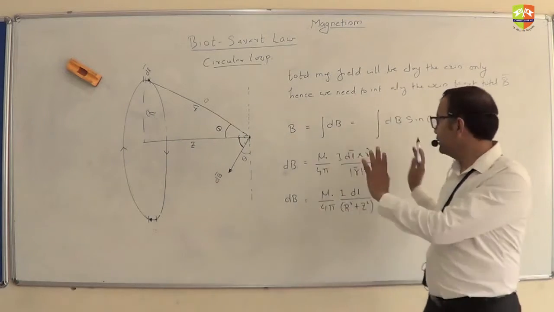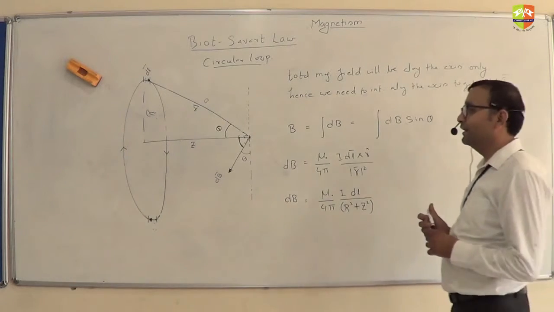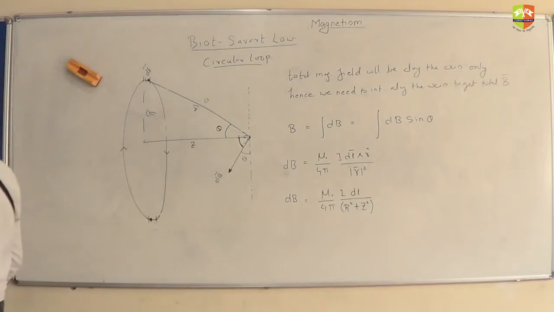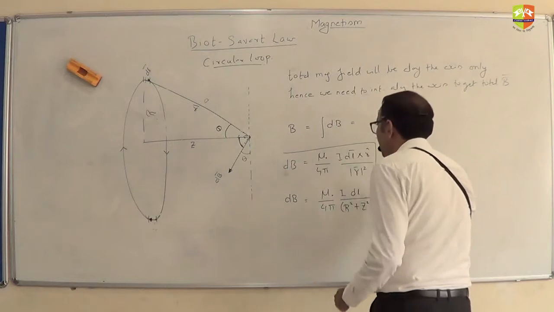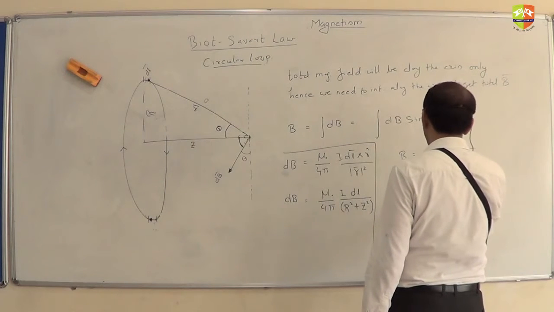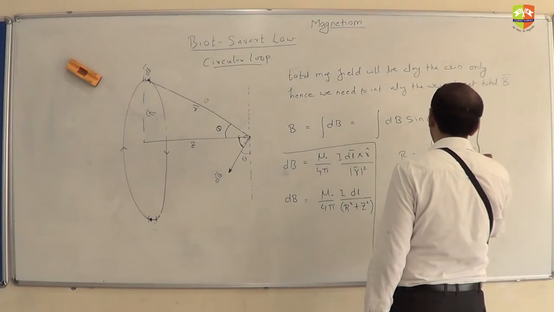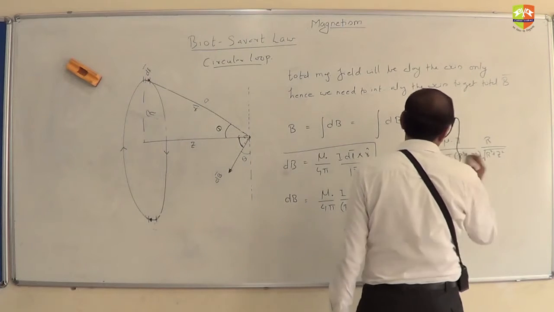Ready? Now can you substitute everything and integrate? It's a very simple integration. The expression may look complicated, but the integration is nothing else. It's straightforward. You do it. Correct, so most of you have got it. Alright, so I'll just write down here. B will be the integral of dB sin theta, and dB is this: mu naught I divided by 4 pi (R square plus Z square). Sin theta is R divided by root over R square plus Z square, into dl.